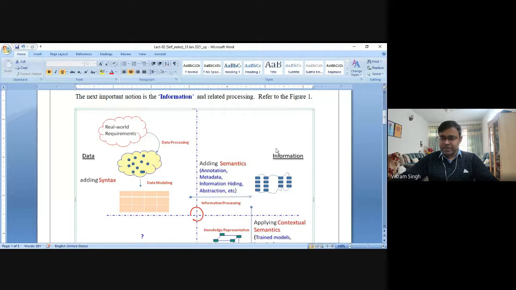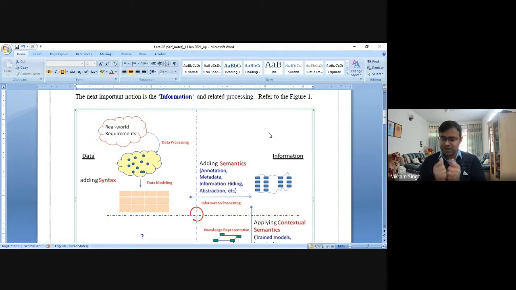So now information is the basic thing. If you take the basic definition, information is basically nothing but processed data. Processed data means you are applying a basic form of processing on top of the data. So you are consuming the data, taking the data as input, and applying some form of processing.